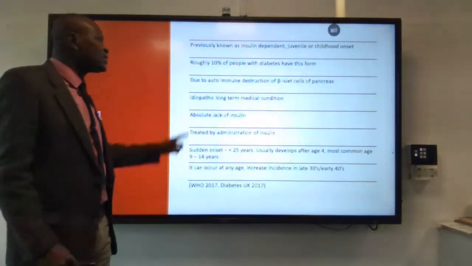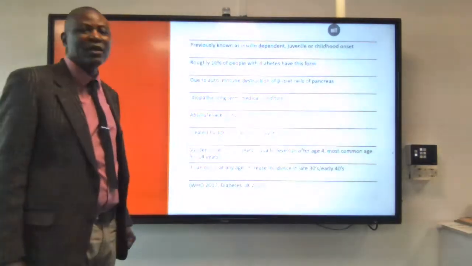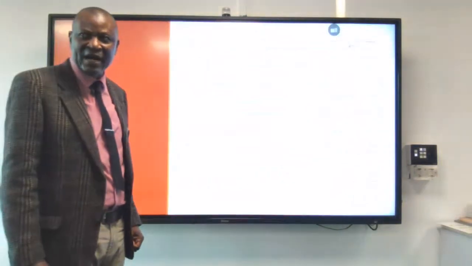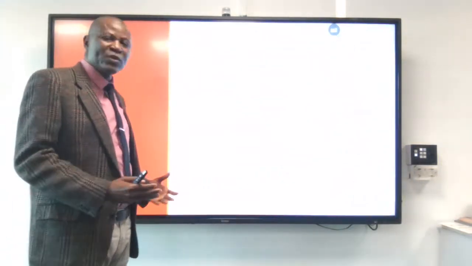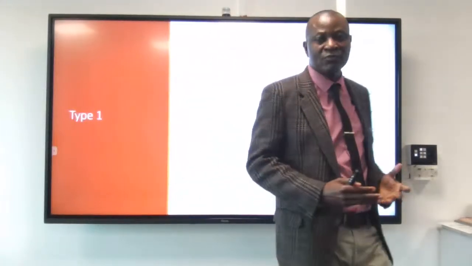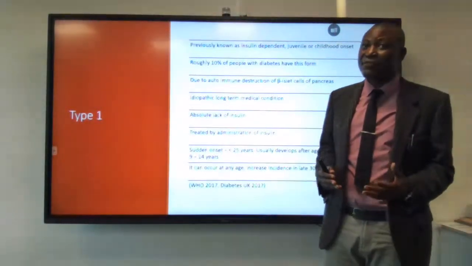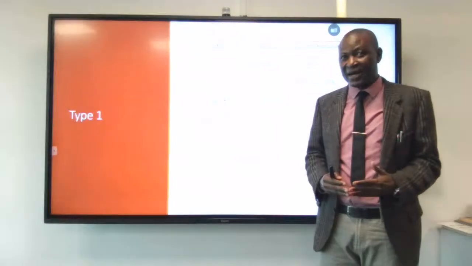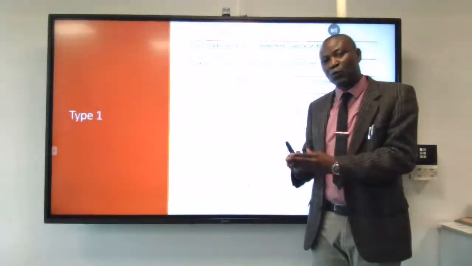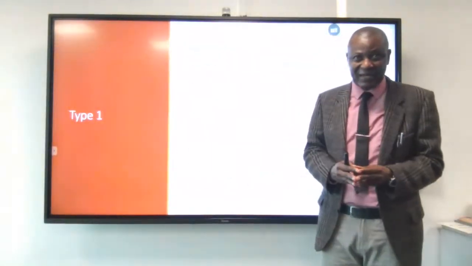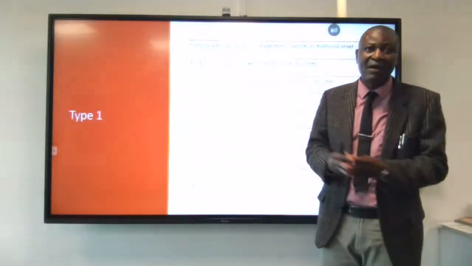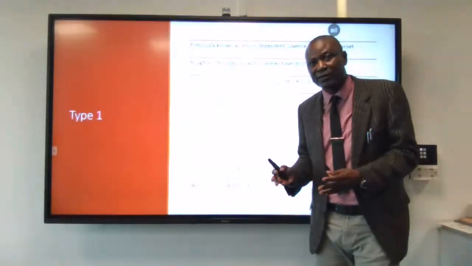This is due to autoimmune destruction of the beta cells in the islets of Langerhans. At the beginning, we said we have two hormones produced by the pancreas from two different cells. The alpha cells in the islets of Langerhans produce glucagon. The beta cells in the same islets produce insulin.